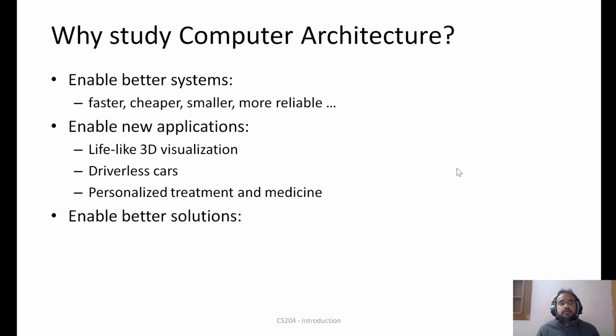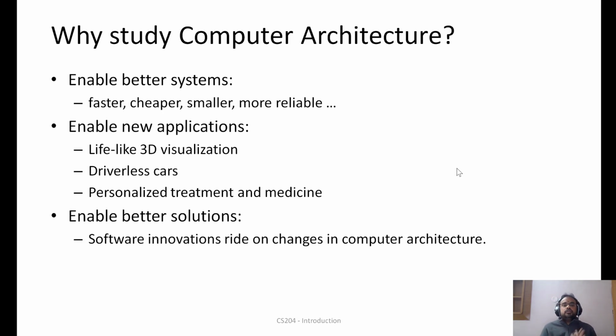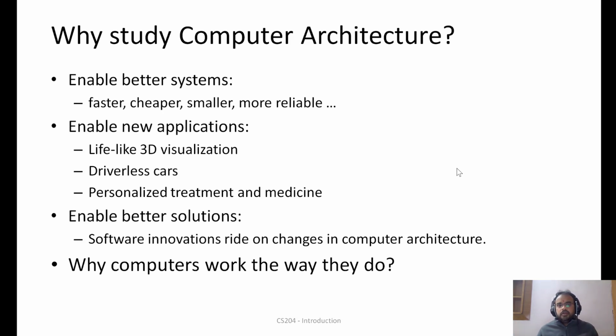Also, computer architecture will help us overall to build better solutions. Many of the software innovations that you see today are heavily dependent on the architecture that they work on. Like I mentioned, in the computer system stack, the top layers are the software. They need to be tightly coupled to the hardware to get the best performance and best price. Or why we need to study computer architecture is to primarily know how computers work, the way they work.